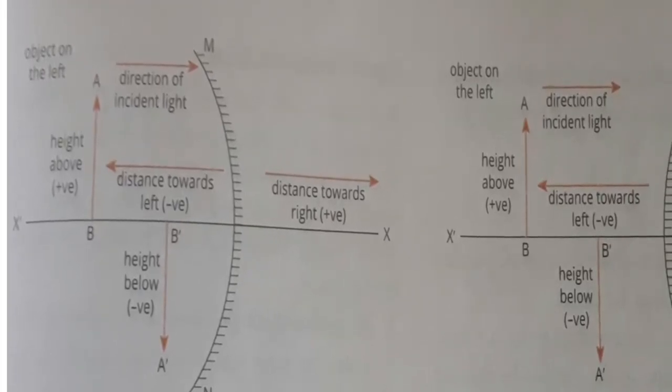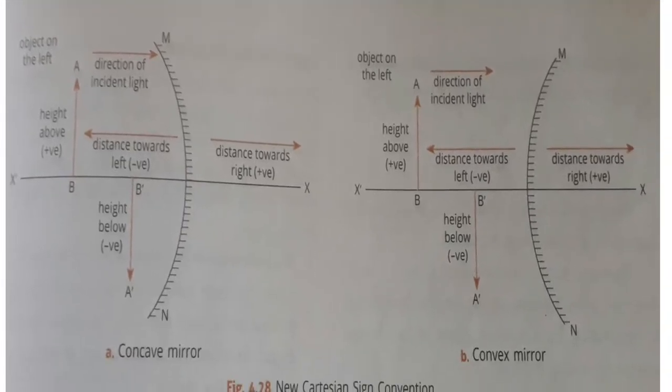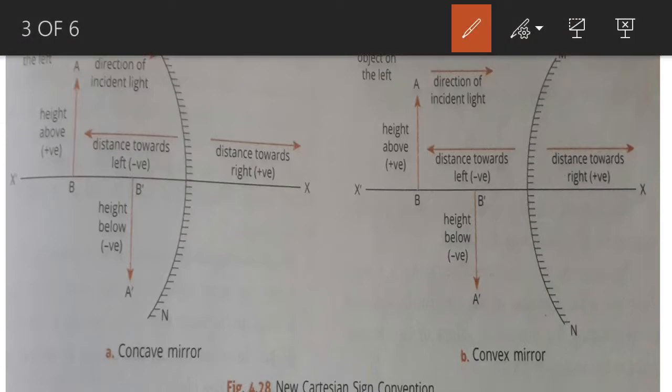The first one is that the object is always kept towards the left of the mirror. This implies that light is falling on the mirror from the left-hand side. If you see both concave and convex mirrors, the object is kept at the left-hand side and the light falls from the left-hand side.